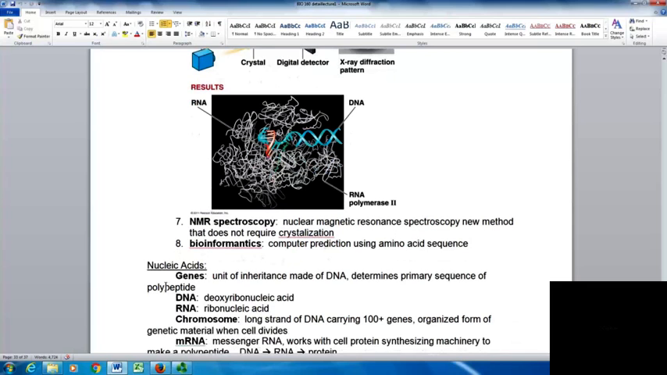Bioinformatics is using computer predictions when you are using the amino acid sequence. So this will allow us to be able to predict the structure without having to crystallize a lot of the structures. So this has saved a lot of time in the labs.